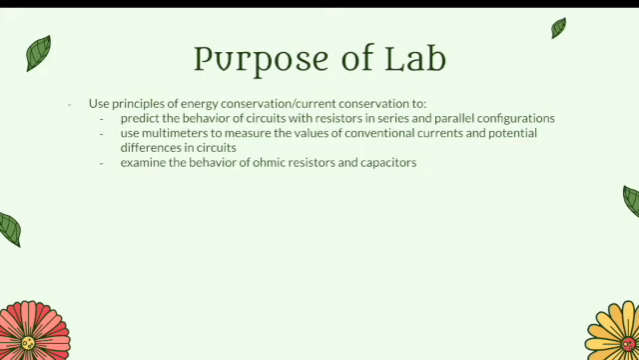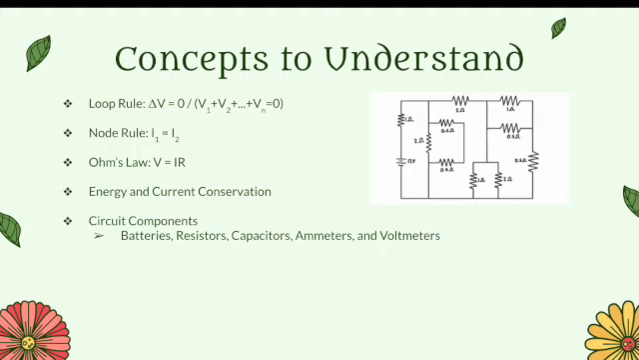Purpose of the lab: use the principles of energy conservation and current conservation to predict the behavior of circuits with resistors in series and parallel configurations. Use multimeters to measure values of conventional currents and potential differences in circuits, and to examine the behavior of ohmic resistors and capacitors. Some important concepts to understand are the loop rule, which basically says that all the potential differences sum up to zero.